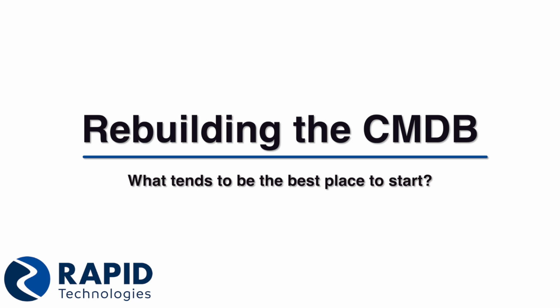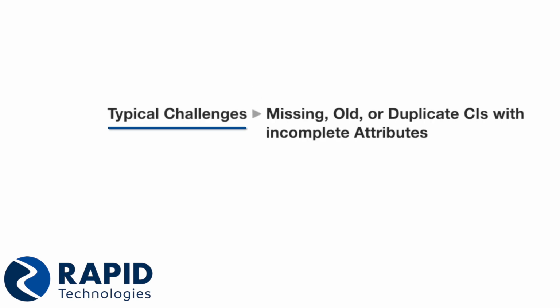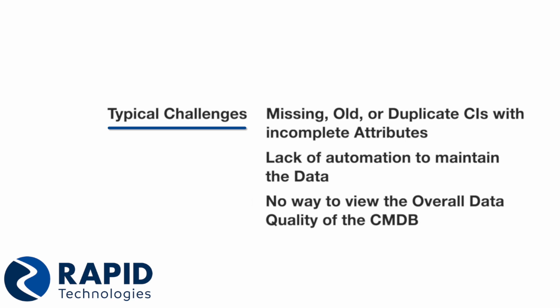Challenges often include missing, old, and duplicate CIs, or incomplete attributes for CIs like support group, location, and serial number. Another common challenge is the lack of automation to maintain all of this data. We also find that customers don't have a way to measure and view their overall CMDB data quality, so they don't have a tangible way to know how trustworthy it is.